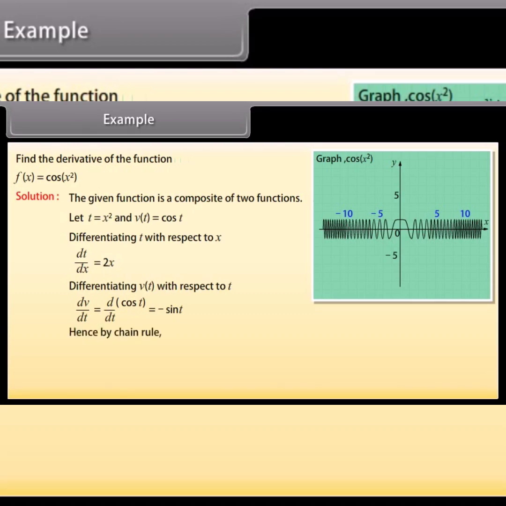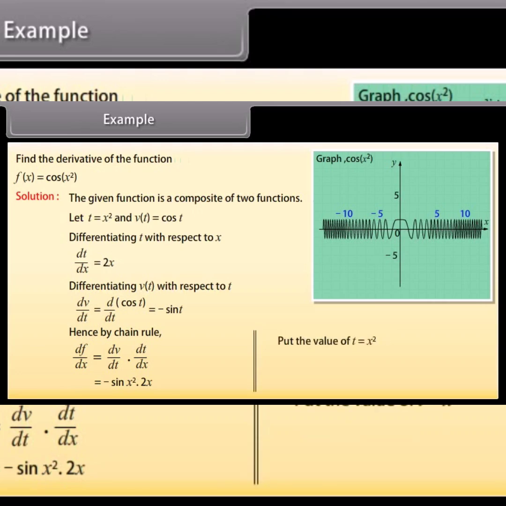Hence, by chain rule, d/dx of f is equal to d/dt of v into d/dx of t is equal to minus sin x square into 2x. Put the value of t is equal to x square: it is equal to minus sin x square into 2x, which is equal to minus 2x into sin x square.